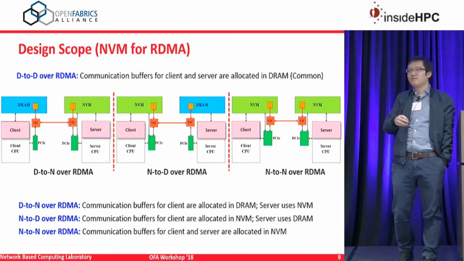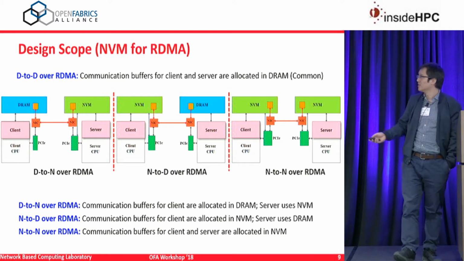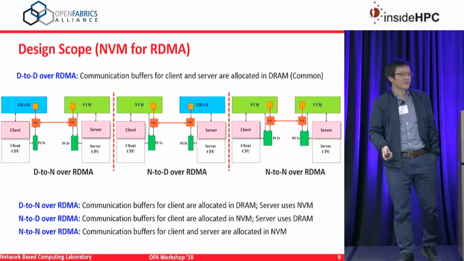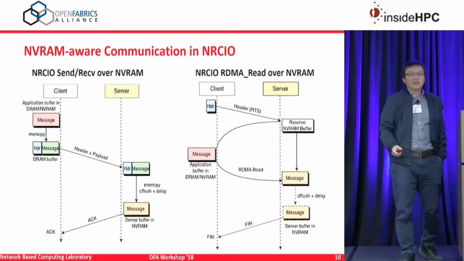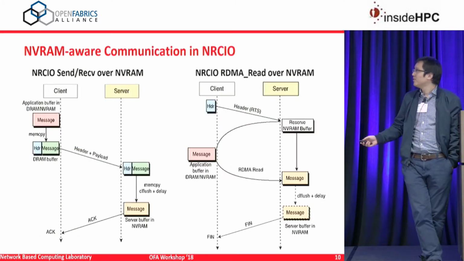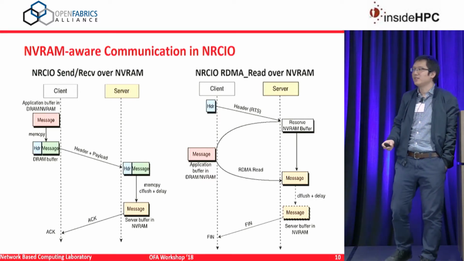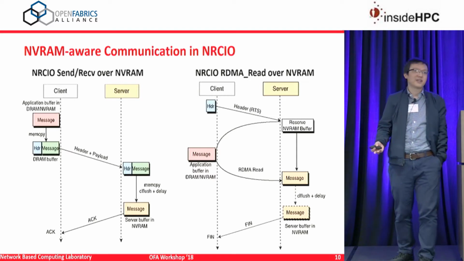And then you can also have NVRAM to DRAM and then NVRAM to NVRAM. So these are different kinds of scenarios. Typically, for example, we can use both send and receive semantics as well as RDMA read semantics to implement these types of things.